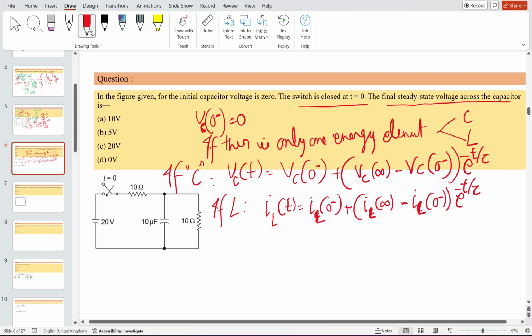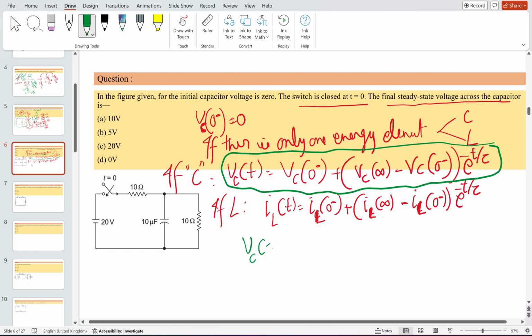Now the thing is, what are the values of Vc(0-) and Vc(infinity), because here the C is there. So the equation applicable here is Vc(t) = Vc(0-) + [Vc(infinity) - Vc(0-)] e to the power minus t by tau. What is the value of Vc(0-)? It means when the switch has not been closed, in the open circuit situation, it was already given that Vc(0-) is 0.